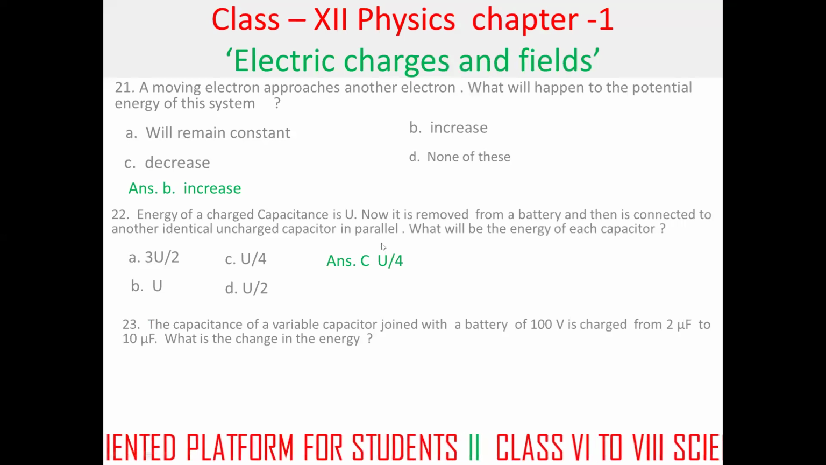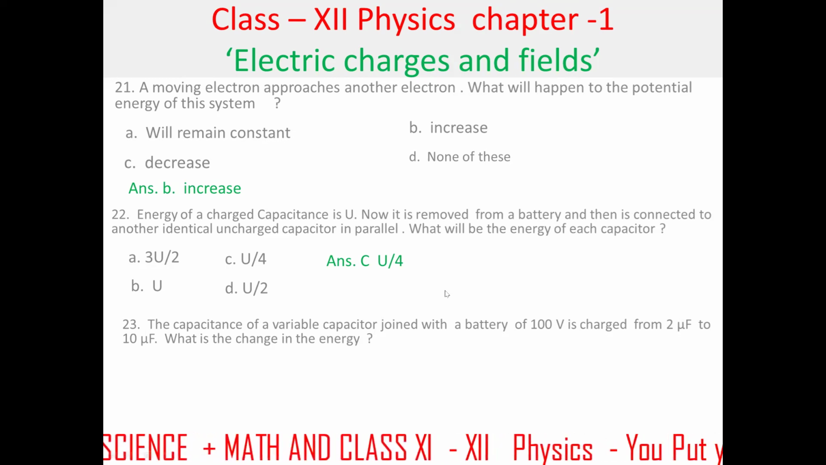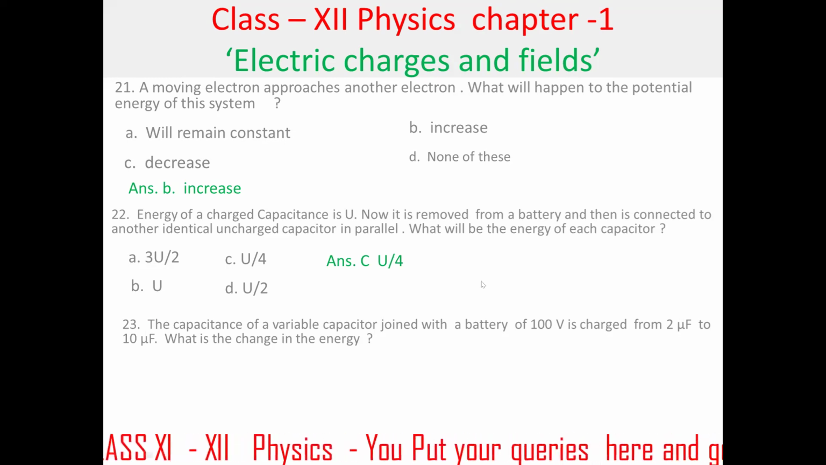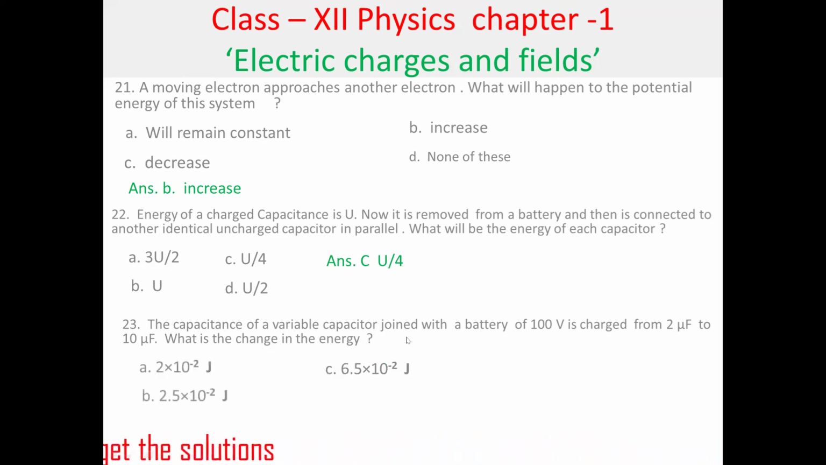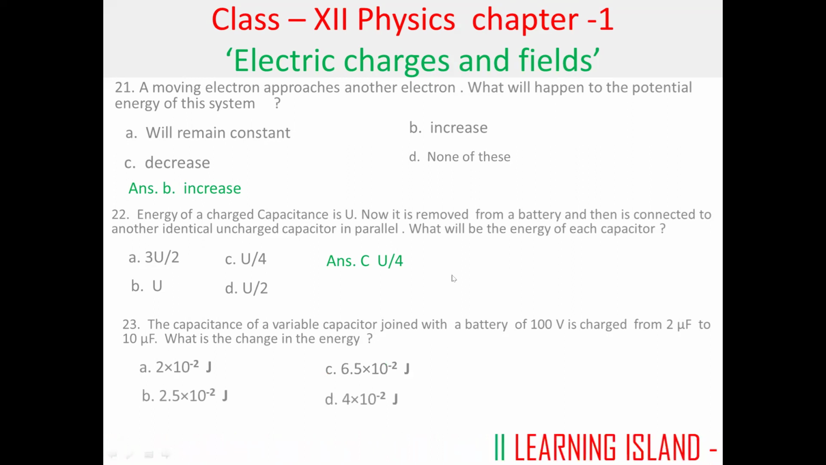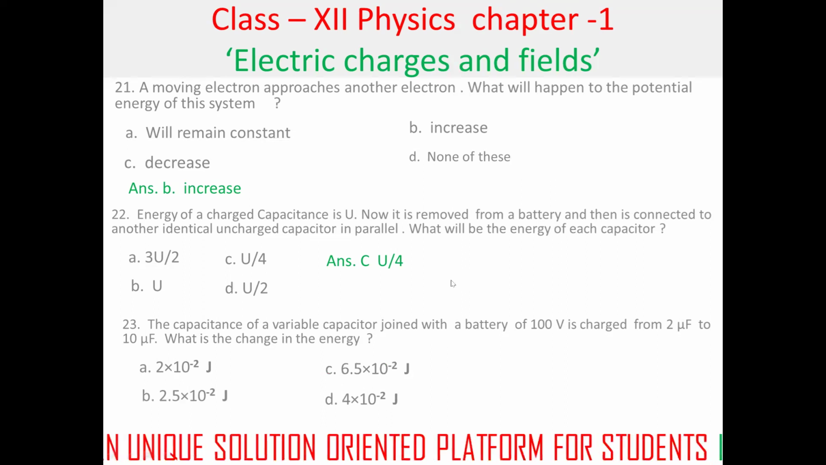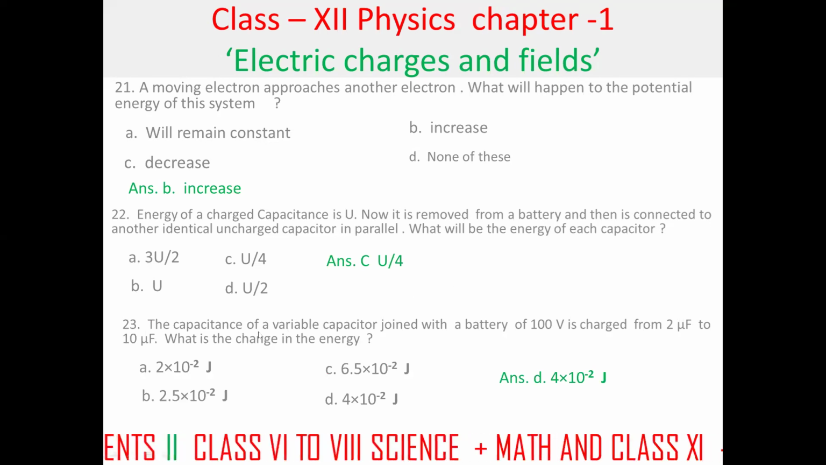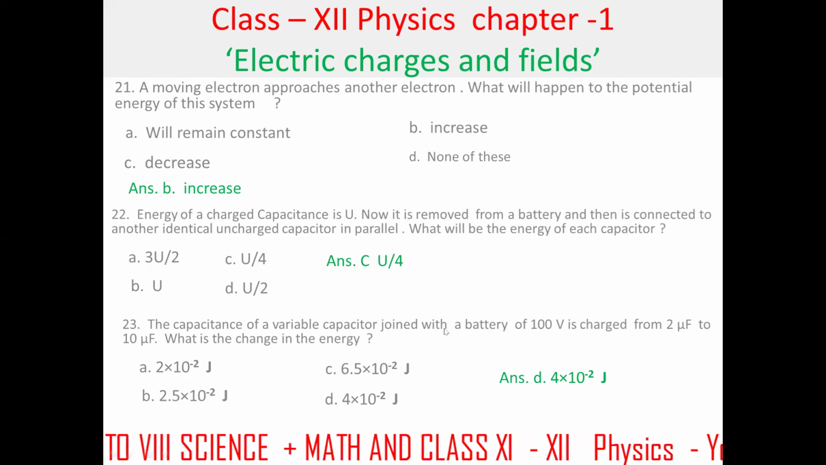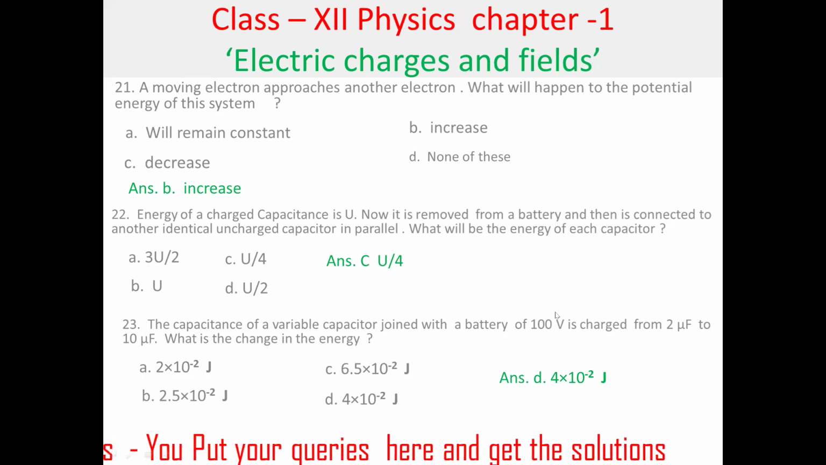Now next question: the capacitance of a variable capacitor joined with a battery of 100 volt is charged from 2 microfarad to 10 microfarad. What is the change in energy? These are the options. So what is the answer to this question?